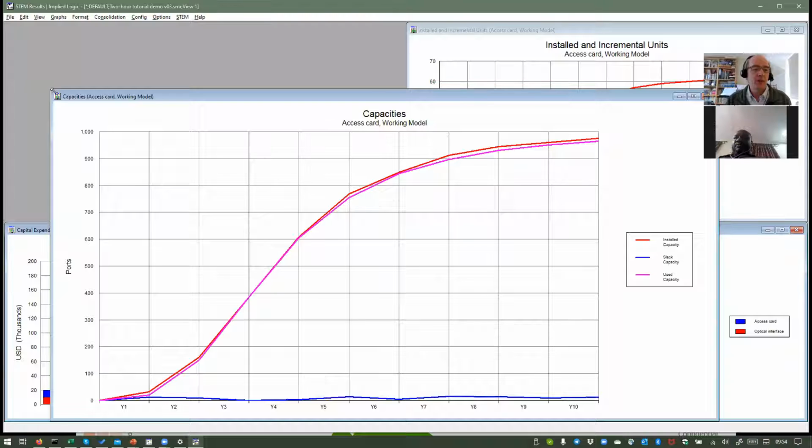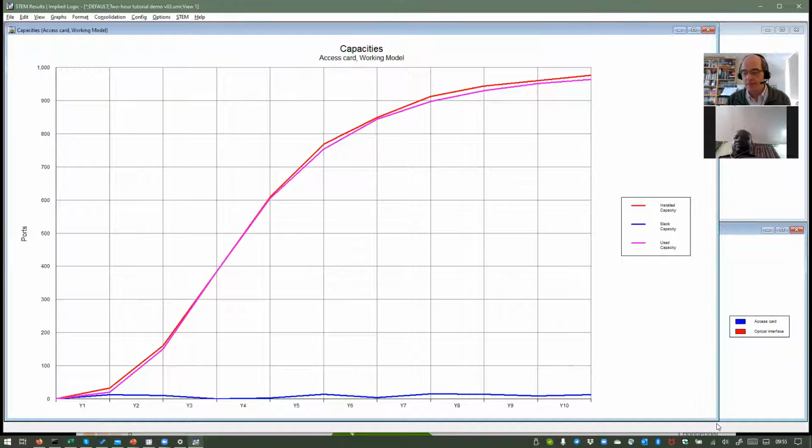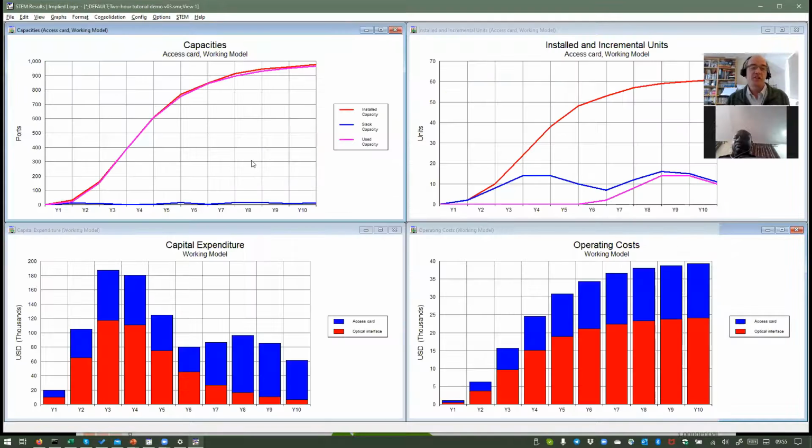And let me stick it up in the corner. So this graph has 3 lines on it. It has the used capacity, which is how many ports are being used, which goes from 0 up to 1,000. It has how many ports are not being used, the slack capacity, which at the moment, as you can see, STEM thinks is never very many. And then the install capacity will be going up in blocks of 16.